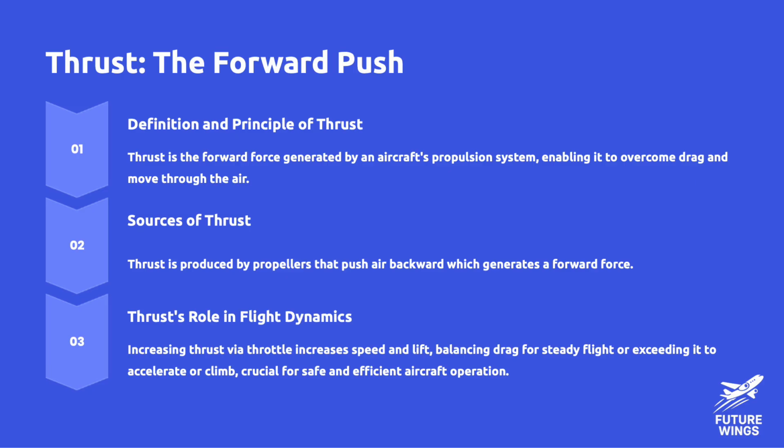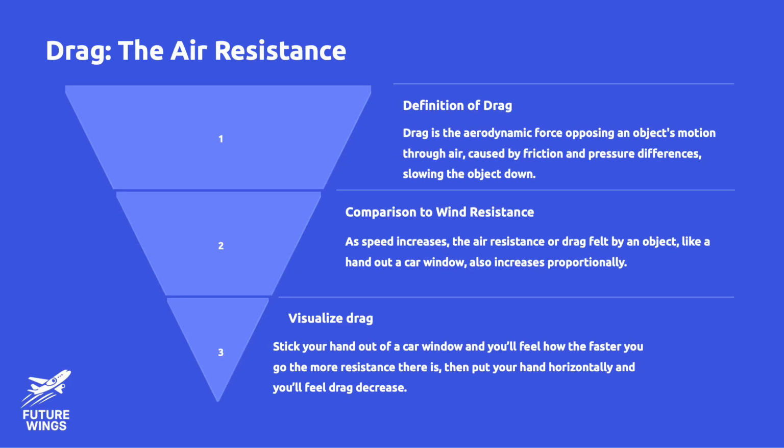Same thing, if you push yourself against the wall with your hands behind your back, you're going to go forward, right? That's Newton's third law of motion. This force is what allows the airplane to overcome drag and gain speed for takeoff and climb. So increasing thrust by adding power will increase the speed of the plane and also help generate more lift, which is essential for safe and efficient flight operations.